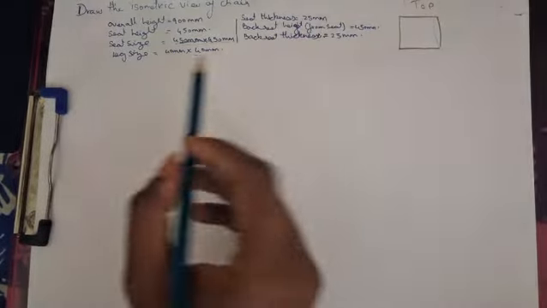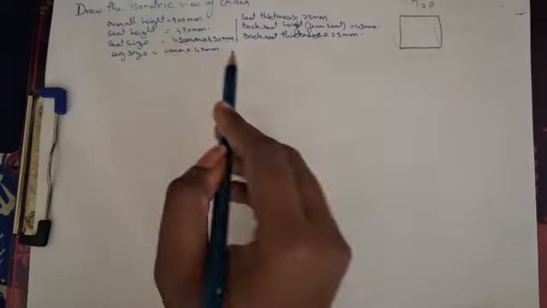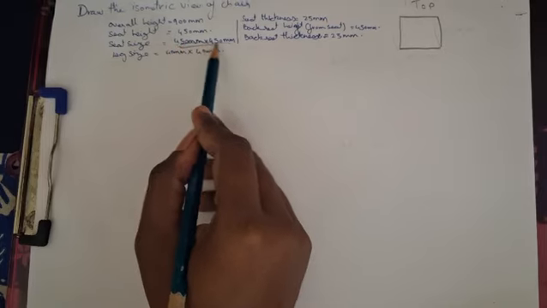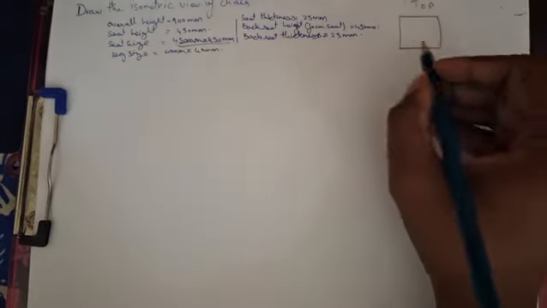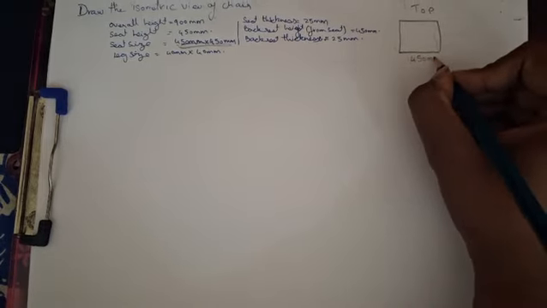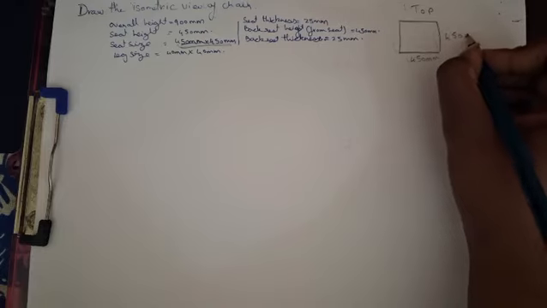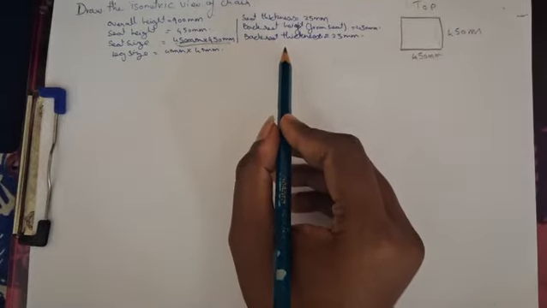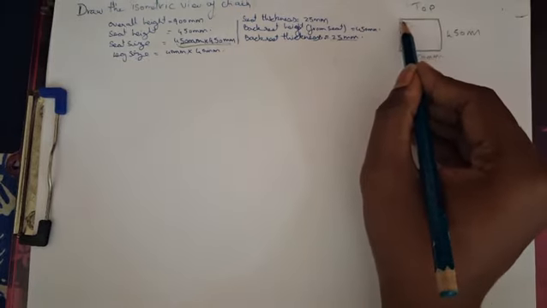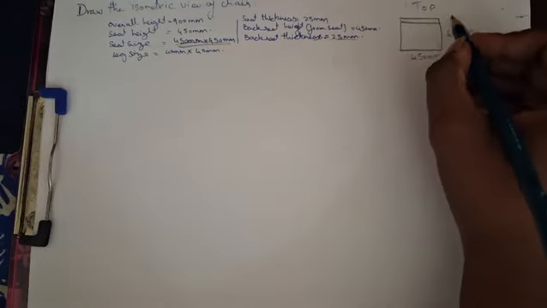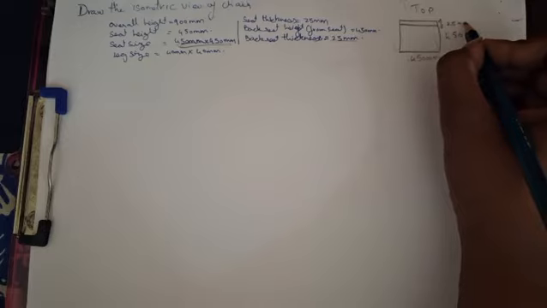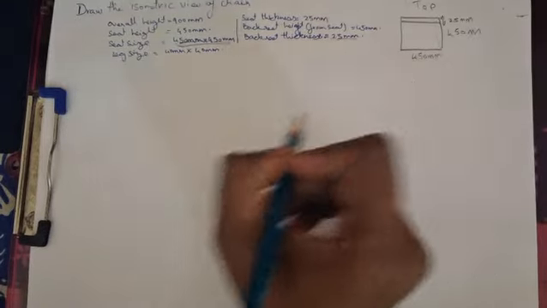From the top view, we can only see the seater. Here it has mentioned the seater dimension is 450 mm into 450 mm. So let me mark 450 mm into 450 mm. And I can see the backrest thickness. So I am drawing the backrest thickness, which is 25 mm.